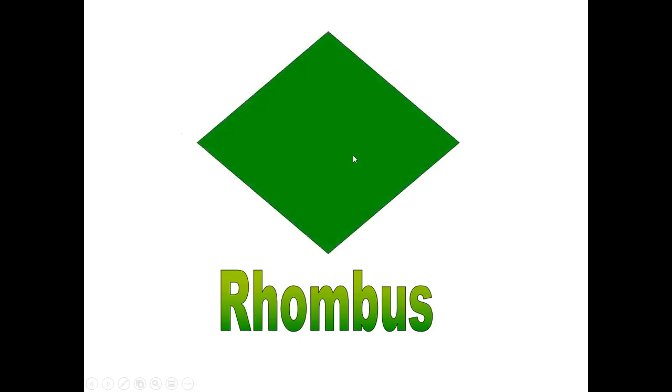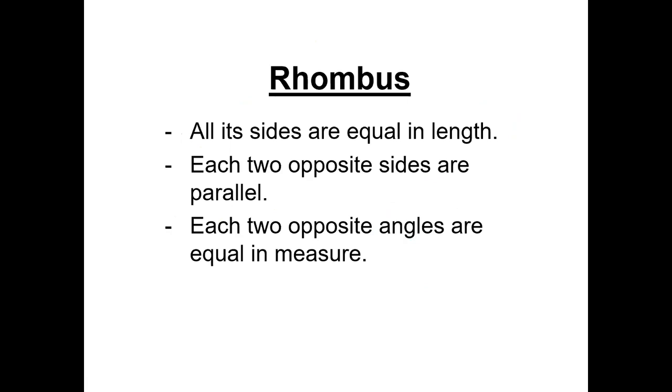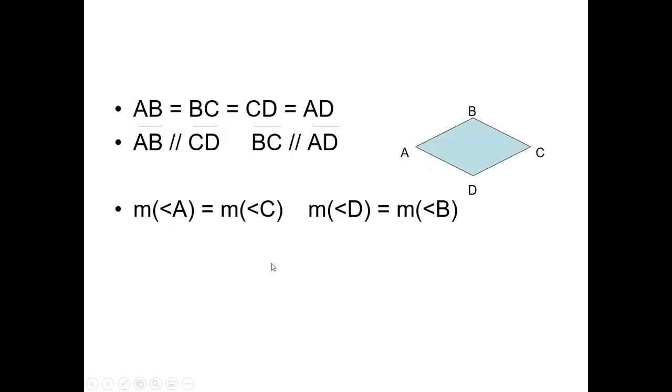in measure. The second quadrilateral we have today, rhombus. This is the shape of the rhombus. And in the rhombus, all its sides are equal in length. It has 4 equal sides. And each 2 opposite sides are parallel. Also, each 2 opposite sides never intersect. And the third property, each 2 opposite angles are equal in measure.